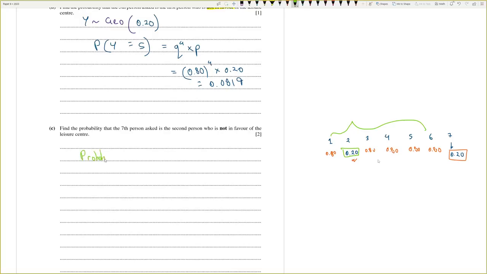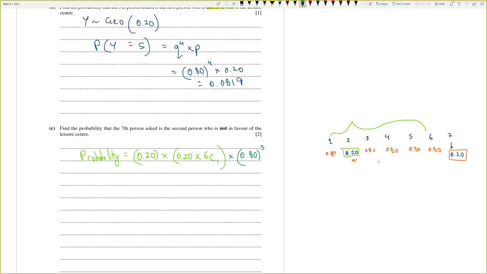Probability equals, for the seventh person, 0.20 is fixed, and this 0.20 is valid for any one of these 6 individuals. And what about the other 5 guys? They have a probability of 0.80 each, so it's going to be 0.8 to the power 5.